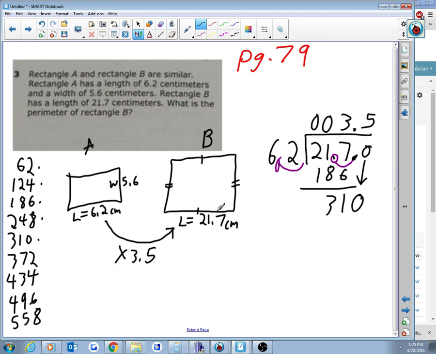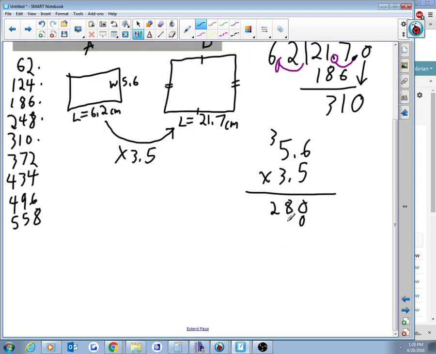The length is 3.5 times bigger than this length, which means this width will be 3.5 times this width. So 5.6 times 3.5. I'm multiplying here. 5 times 6 is 30. Carry the 3. 5 times 5 plus 3 is 28. I'm going to now mark my spot. 3 times 6 is 18. Carry the 1. 3 times 5 plus 1 is 16.